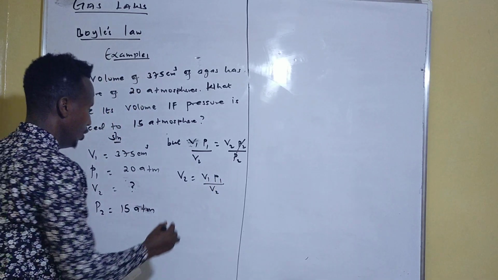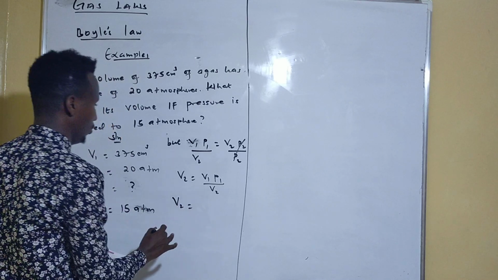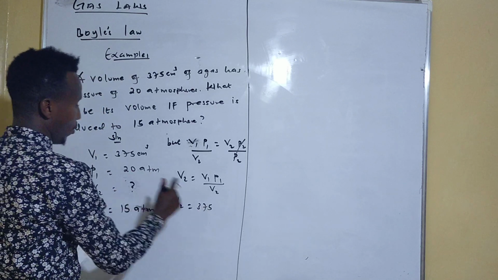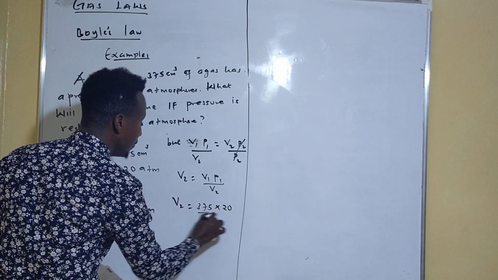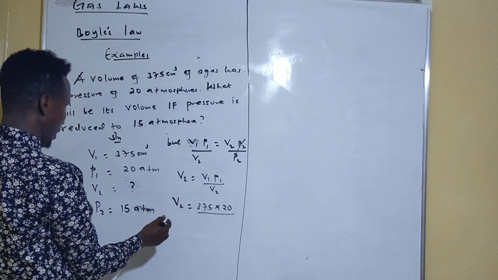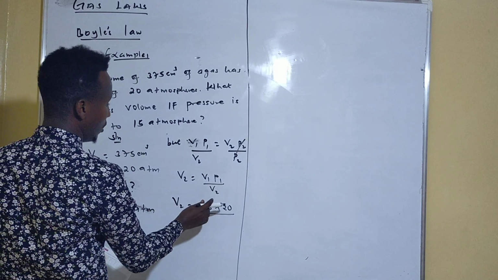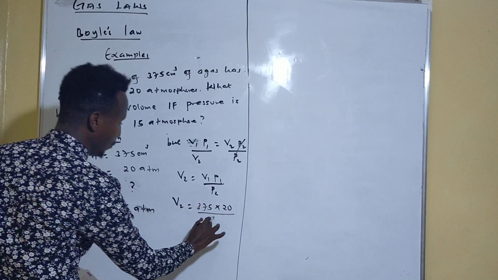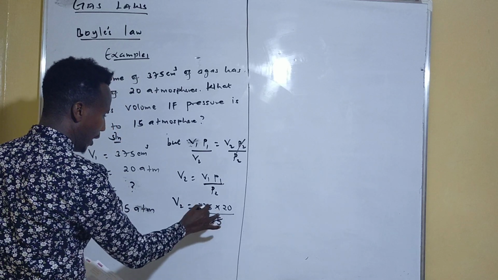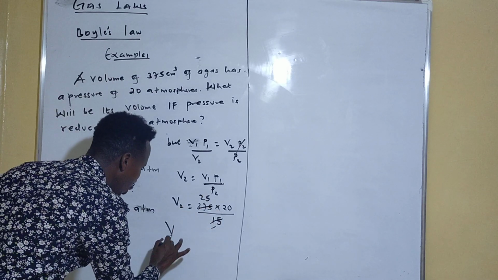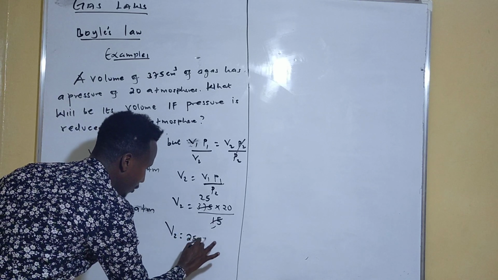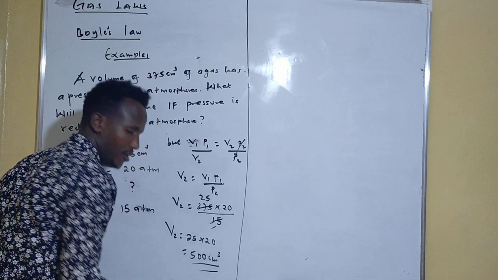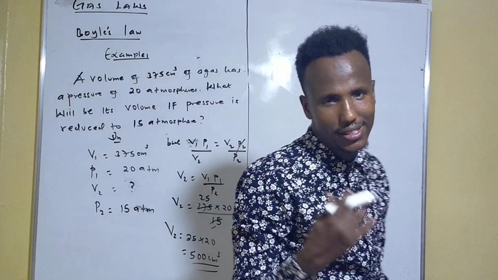Just understand that, yeah? So we are going to say V2 therefore is equal to V1, which is 375, times pressure 1, which is 20, divided by P2, which is 15. Don't forget, this is P2. So 375 divided by 15 is 25. So volume 2 therefore is equal to 25 times 20, which is 500 centimeter cubed. 500 centimeter cubed. Understand, brothers and sisters?